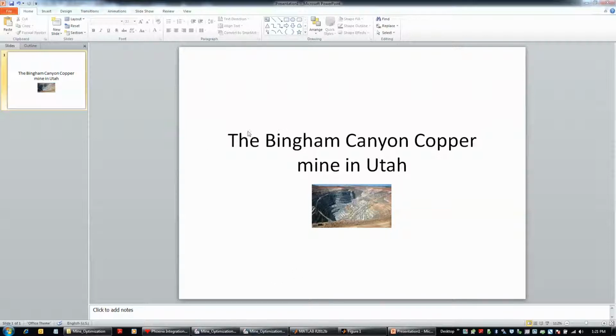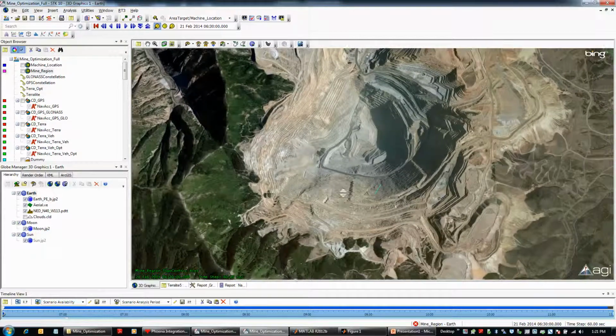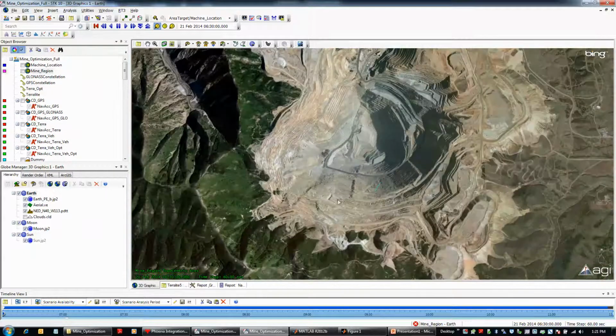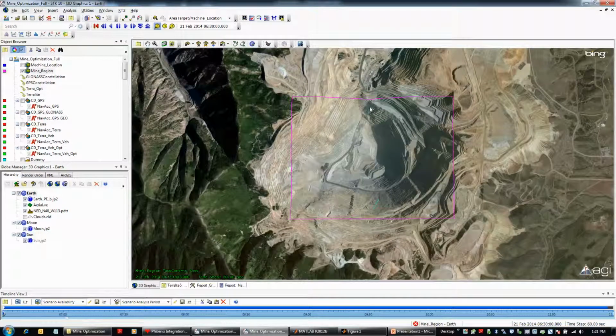Scenario is set up at this particular place, the Bingham Canyon copper mine in Utah. So I have taken this particular location. You can see it in 3D graphics. Now the first thing we wanted to do is define the region, and our objective was to obtain the navigational accuracy for this region using GPS satellites, GLONASS satellites, as well as placing terralites on the ground.